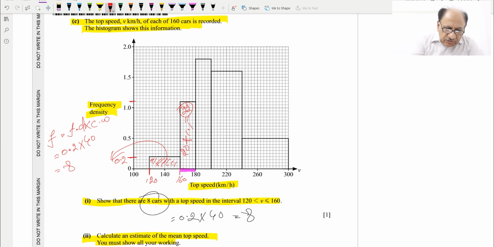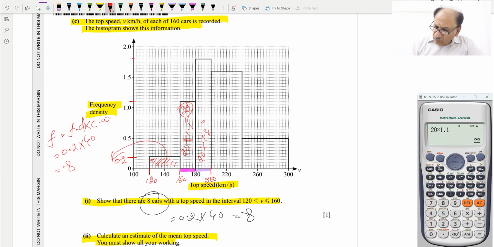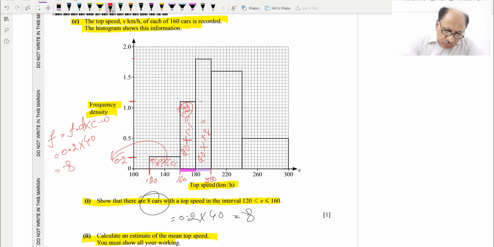And for the next bar, this will be up to 200, and the width is 20 again. So 20 multiplied by this height, which is 1.8. So 20 multiplied by 1.8 is equal to 36. So this bar is representing 36.